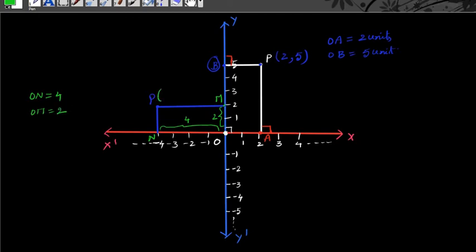So now the coordinates of point P will be set as, observe here, this is the distance ON, which lies on the left side of the origin. So that means we can take this as negative, minus 4, and OM is upward of the origin. That's why this can be taken as 2. Okay, that is the process of plotting a point in a plane. In the same way, we can take any point here in this one.